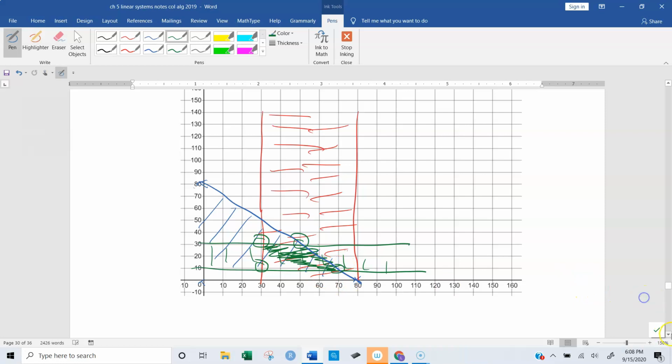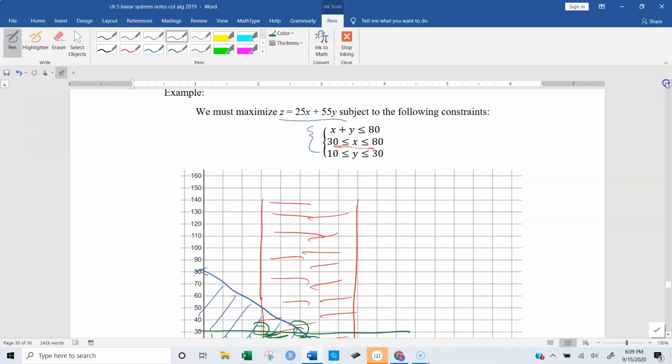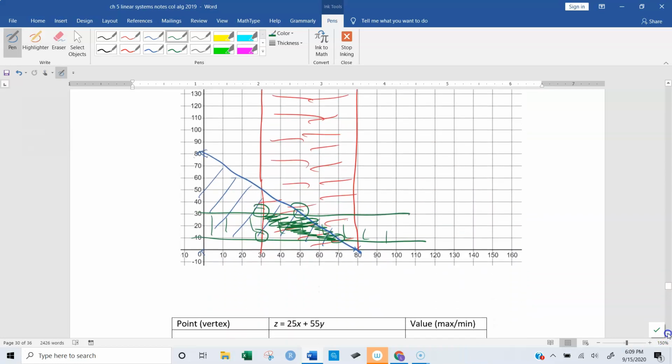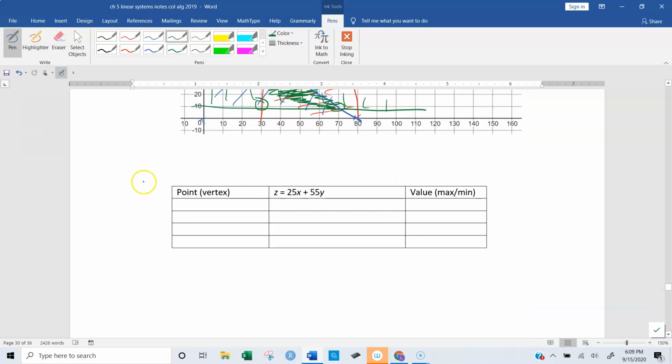All right, I'm going to use those vertices to maximize or minimize my function. So now we're going to plug them into this equation. Down here, I've made a table for you just to help you out. The points we're going to plug in are our vertices. So we're going to plug in the 30, 10.